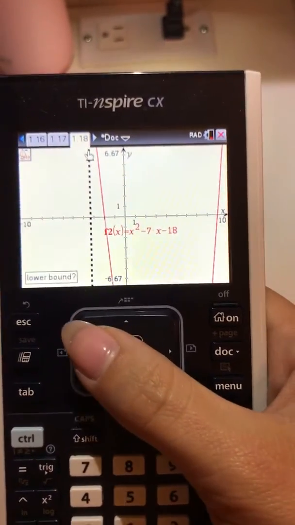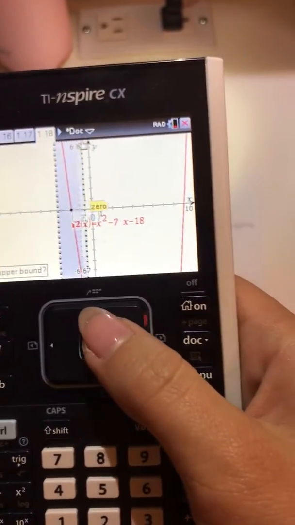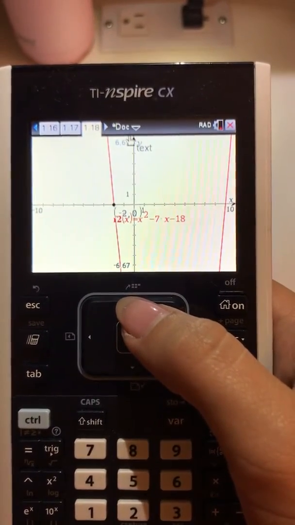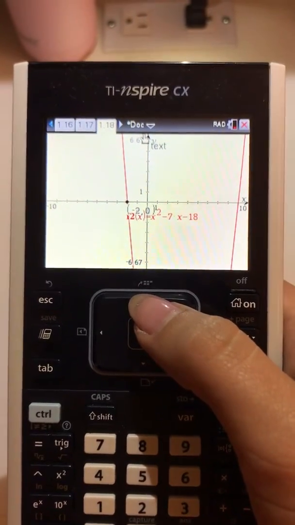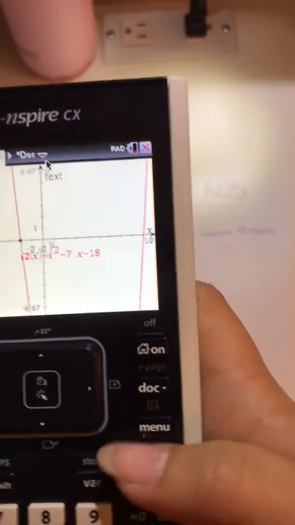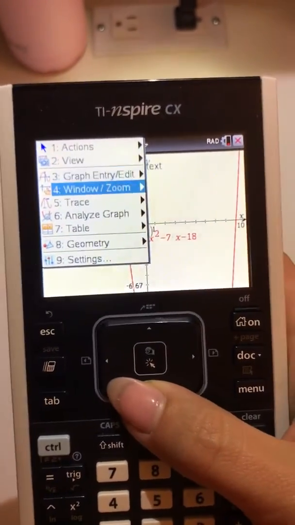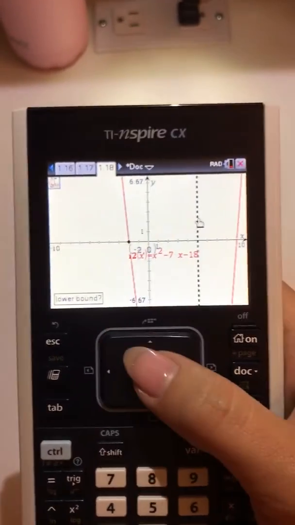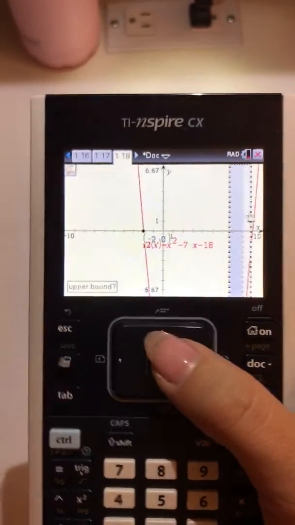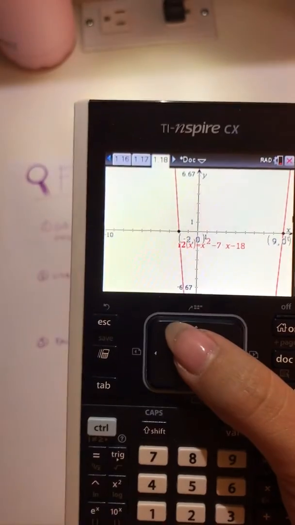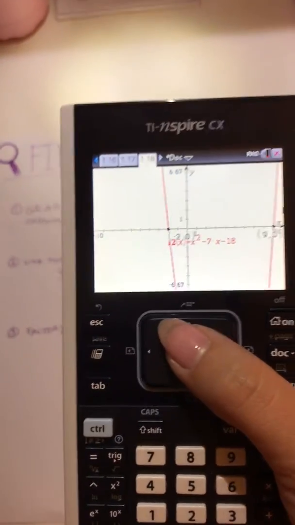And from here we highlight this point, and we get the point which is (-2, 0). And then we're going to click menu again, and we're going to do the same thing and analyze the graph and click the zero. But now we're going to do it for this zero over here, and we get (9, 0). So now our two points are -2 and 9, and that's the first way to find the zeros.